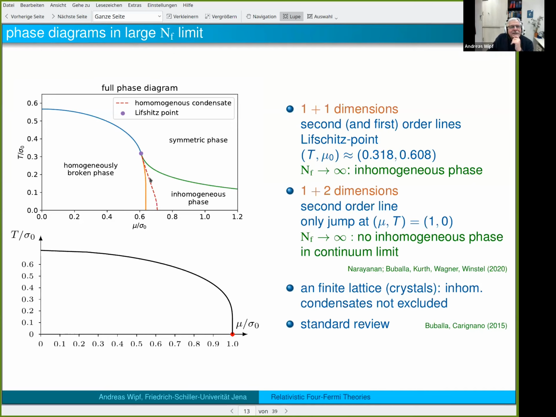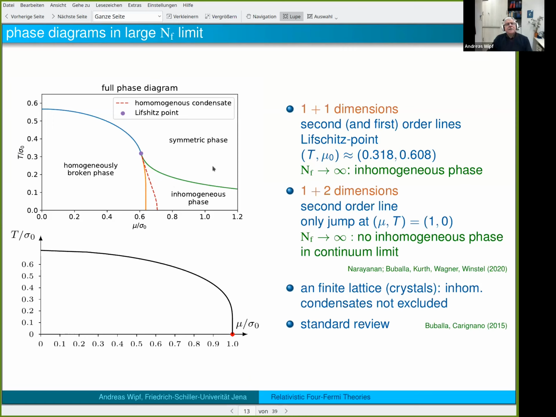And then people realized there is this inhomogeneous phase in 1+1 dimensions. So this first-order line is replaced by two second-order lines. The orange one goes from the homogeneously broken phase to an inhomogeneous phase, where the condensate is periodic. It forms a sort of lattice. Again, I come back to that. And there's a green transition from the inhomogeneous phase to the symmetric phase. So the first-order line is replaced by two second-order lines, and it opens up, forming an inhomogeneous phase which goes to mu going to infinity, but of course to lower and lower temperatures.